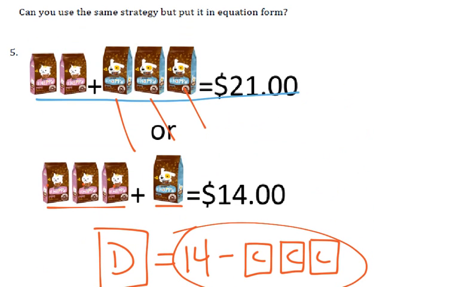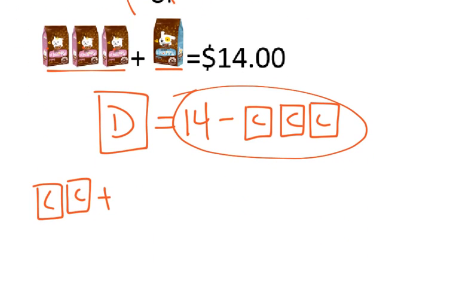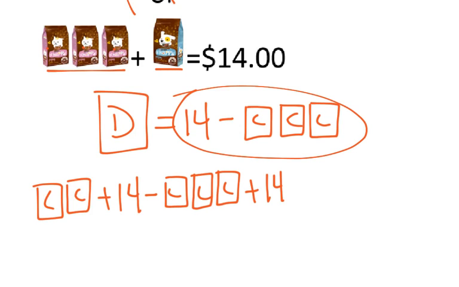Plus 3 bags of dog food. But we're saying that that dog food is really equal to 14 minus 3 bags of cat food. 3 times, right? Because there's 3 bags of dog food. Now, that doesn't look too easy, does it?